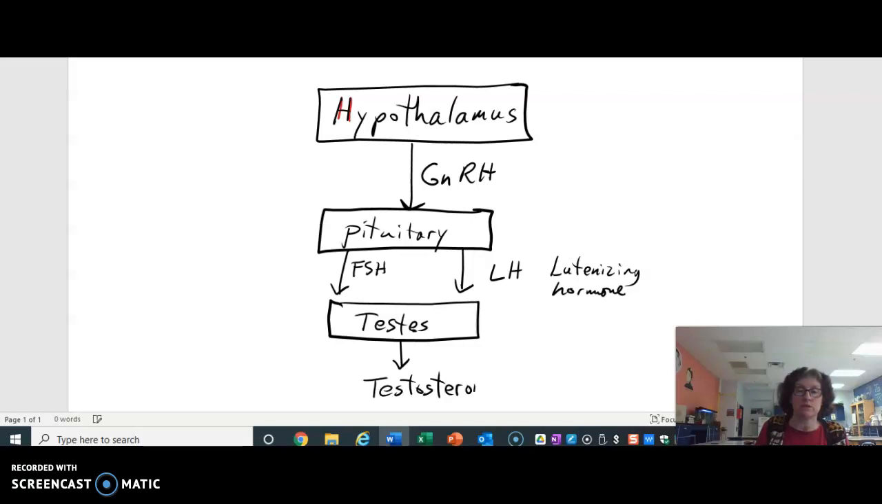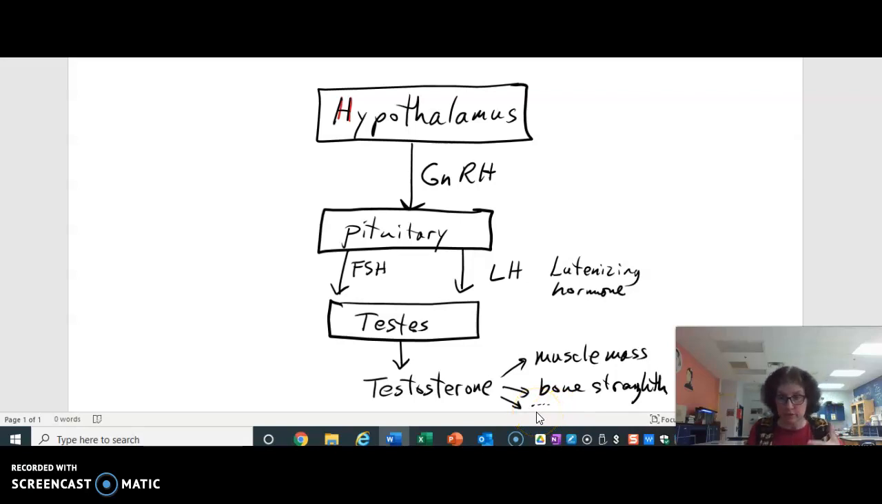Testosterone is a steroid hormone that has many, many effects in terms of human male secondary sex characteristics, increasing muscle mass. So it has an effect on muscle cells, it has an effect on bone density and bone strength. It has some effects on other things, aggression levels and such. That's the final response, to trigger the testosterone.